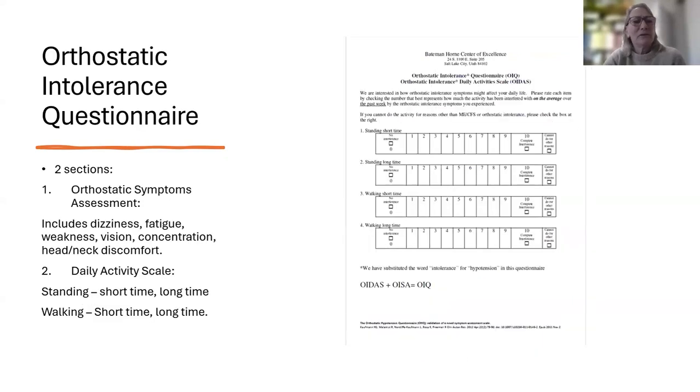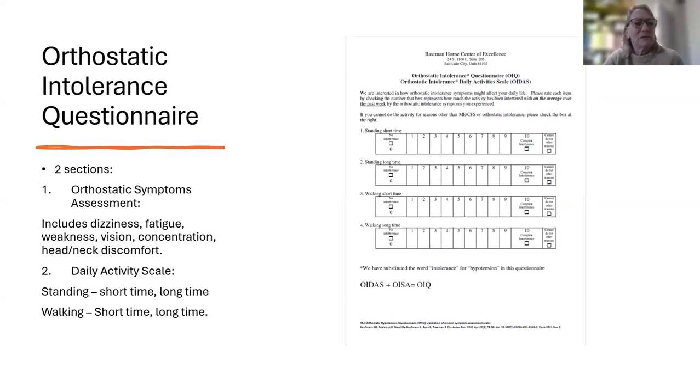life. And there's another questionnaire that can be done either with or without the hours of upright activity. It's called the Orthostatic Intolerance Questionnaire, and it has 2 sections. One section, you score out of 0 to 10, and you think about your past week, where you would be sitting in the past week on each of the indicators. So on one side, there's orthostatic symptoms assessment, which includes how dizzy you've been, the degree of fatigue, weakness, how your vision's been affected, concentration, and head and neck discomfort.